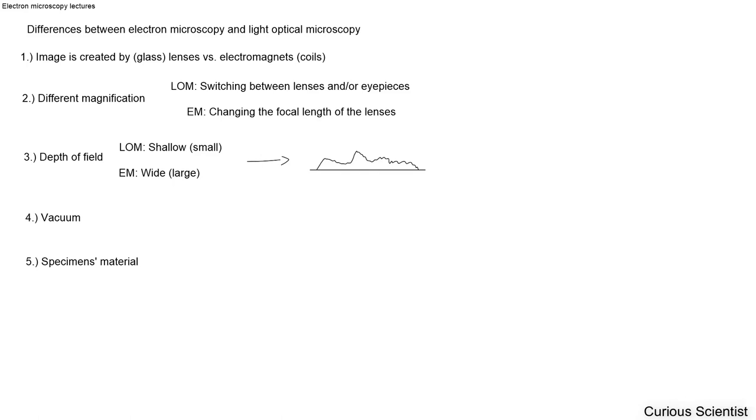Welcome everyone. This is the seventh part of the electron microscopy lectures, and in this part we will learn about the electron lenses. So let's summarize what happened until this lecture.